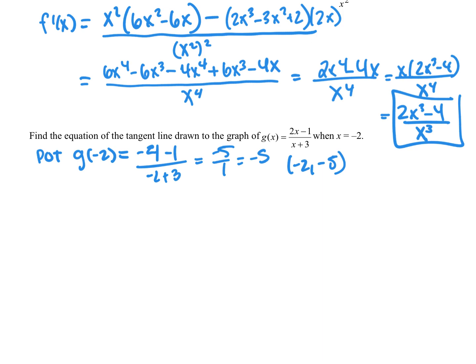I also need a slope. How am I going to find the slope of the tangent line? What do I need to find the slope of the tangent line? The derivative at -2. So let's start with the derivative and then we'll plug in -2. Okay, so let's find g prime of x first and then we'll plug in -2. So we'll start with low, x plus 3.